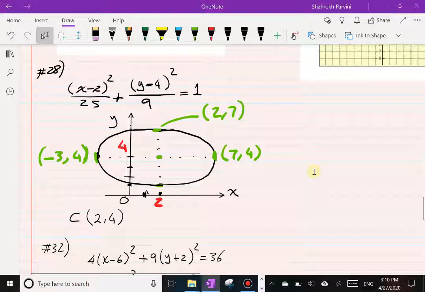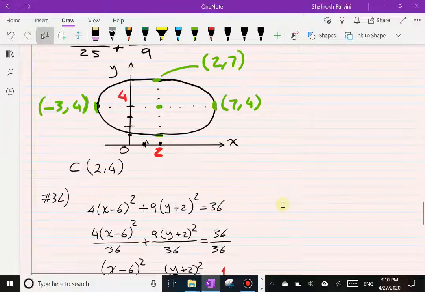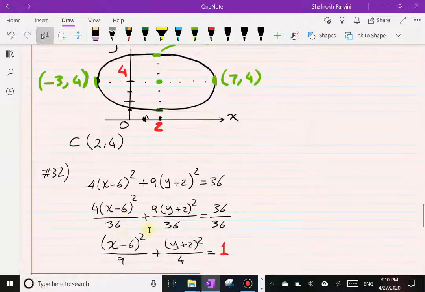Another example, we have number 32. And this is not in standard form. It is almost in the HK form. However, if you look at the right side, the right number is 36. It is not a 1. So what do we need to do? We need to divide everything by 36 on both sides, which is what I did. And again, you divide 4 and 36, the common factors, you get 9. And 9 and 36, common factors divided out, leaves me with 4 in the denominator.